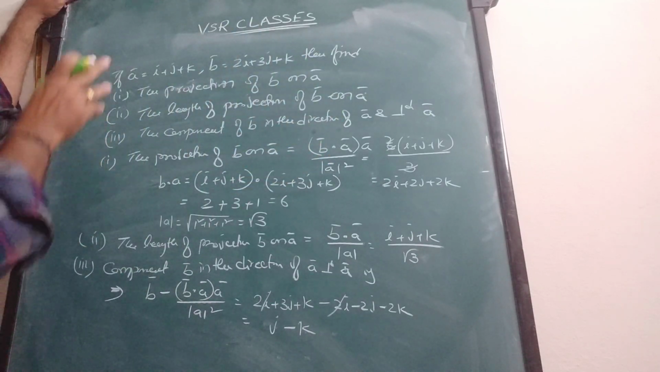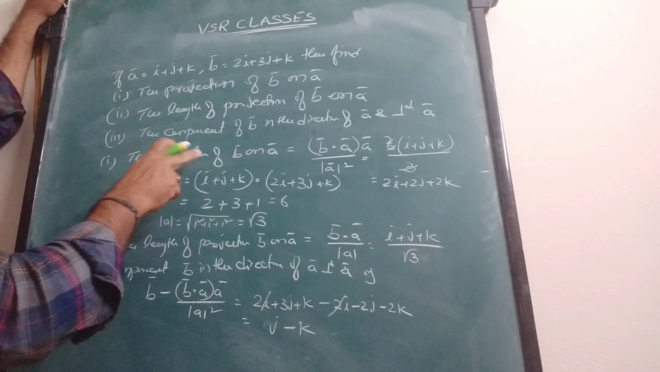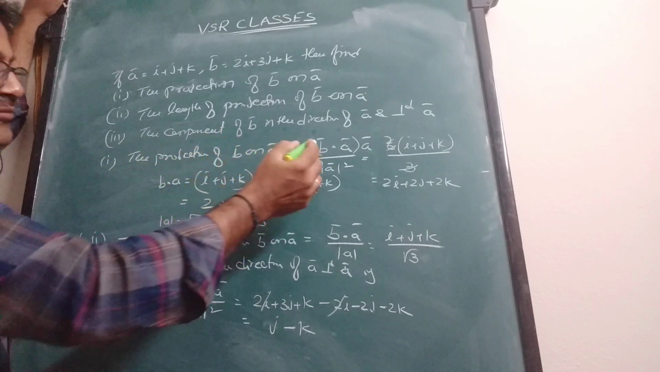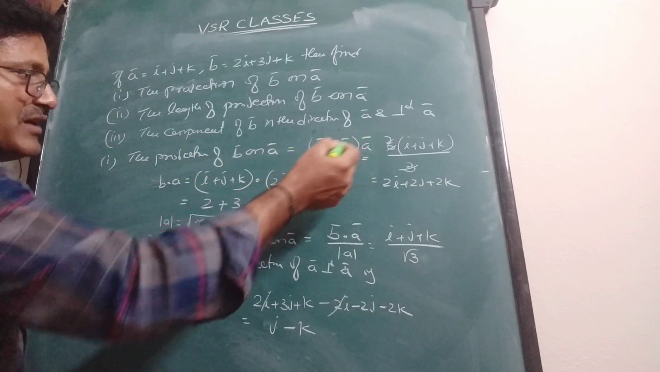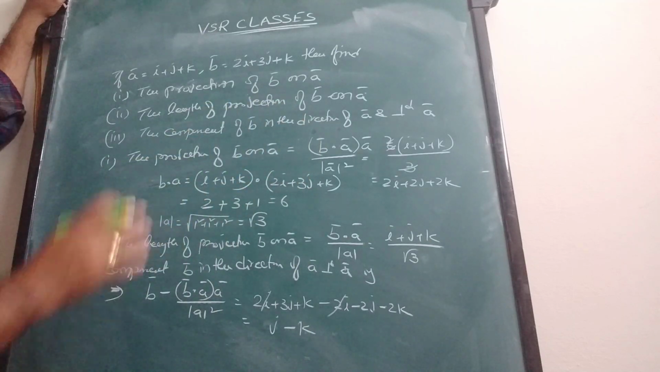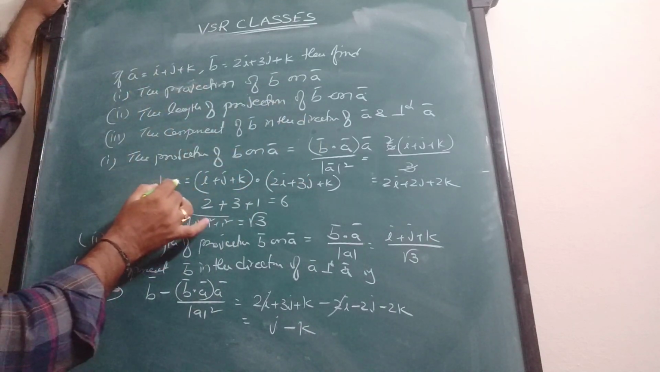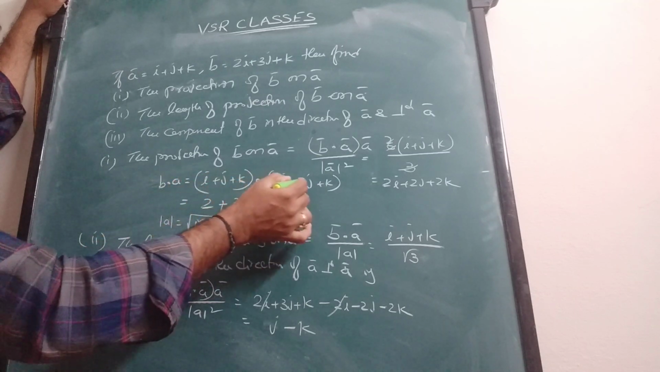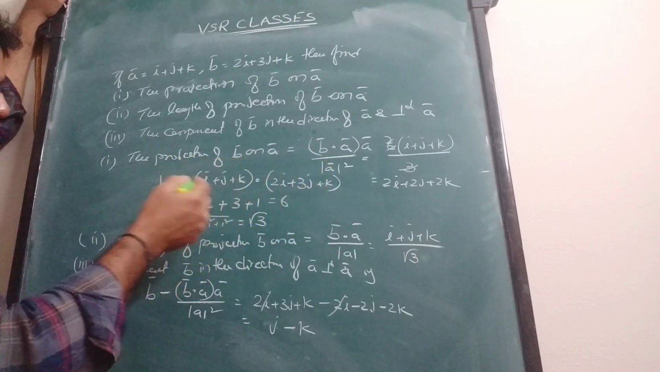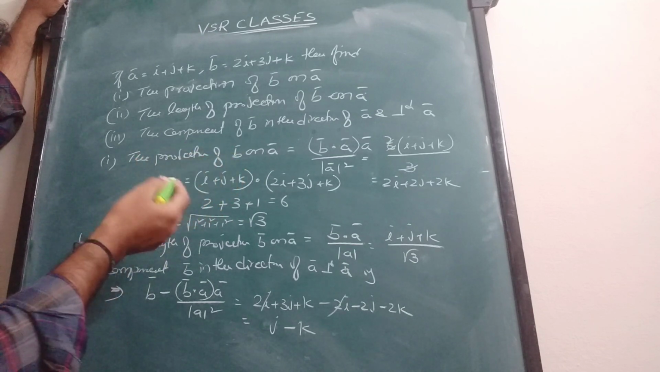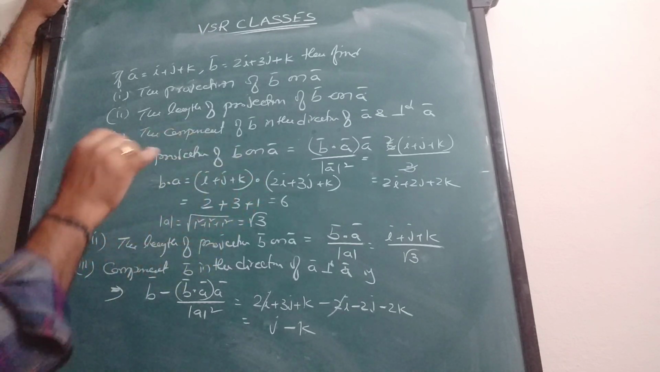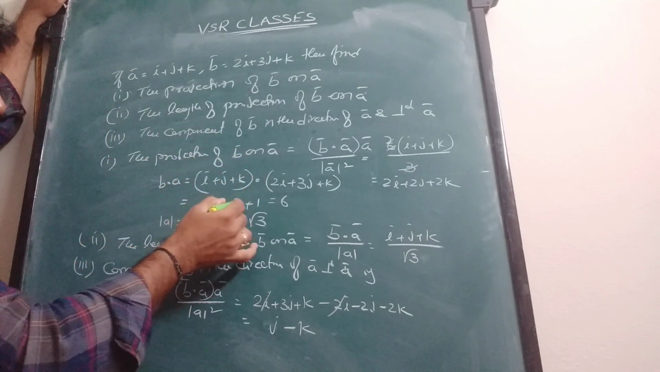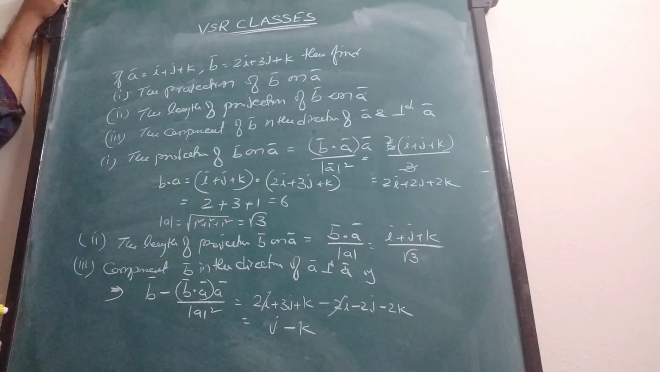Now the first one, the projection of B bar on A bar is B bar dot A bar into A bar by mod A bar square. That is the formula for that. Now B dot A we are going to find. Dot product: I plus J plus K into 2I plus 3J plus K. Just multiply it. I dot I is 1, J dot J is 1, K dot K is 1. We know very well, 2 plus 3 plus 1. That value we got as 6.